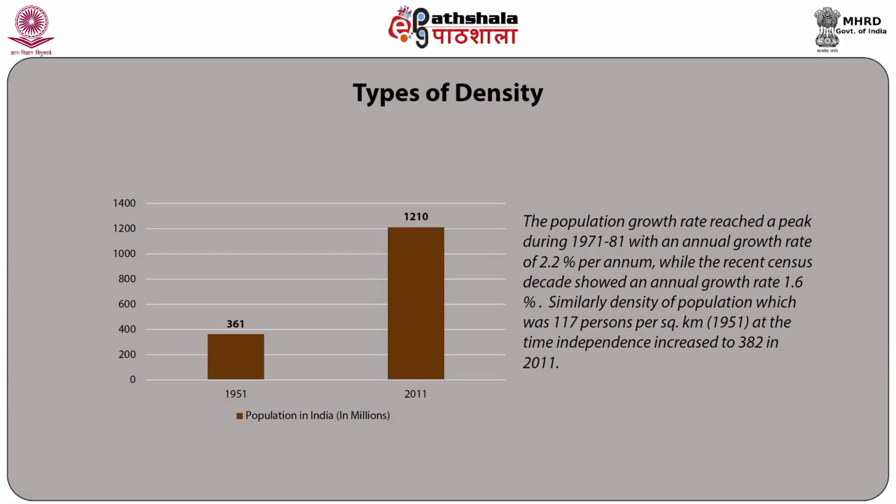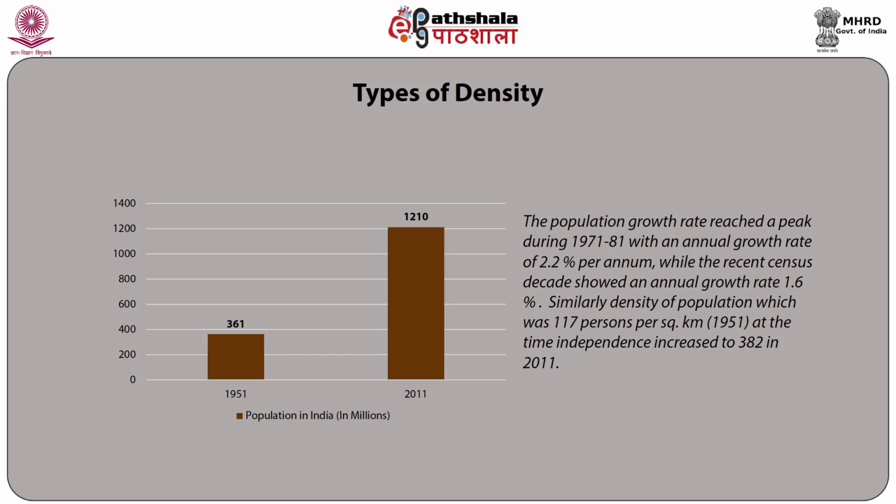In India, population was 361 million in 1951, which increased to 1210 million in 2011. The population growth rate reached a peak during 1971 to 81, with an annual growth rate of 2.2% per annum, while the recent census decade showed an annual growth rate of 1.6%.